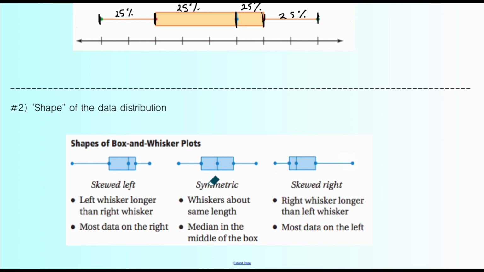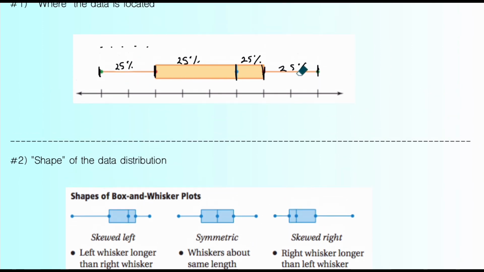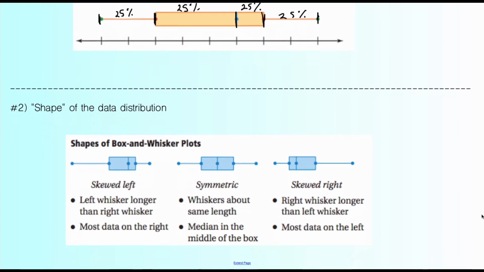Since we've gone over what all of those things mean previously, I'm not going to go super into it, but there it is. You should be able to tell me, where is the data, 1/4, 1/4, 1/4, 1/4, and you should also be able to look at this and say, oh, this is a symmetric box and whisker plot. Oh, this is skewed left. Oh, this is skewed right.